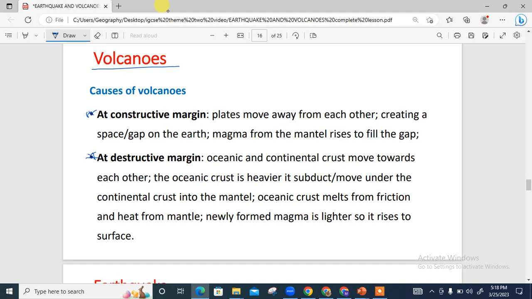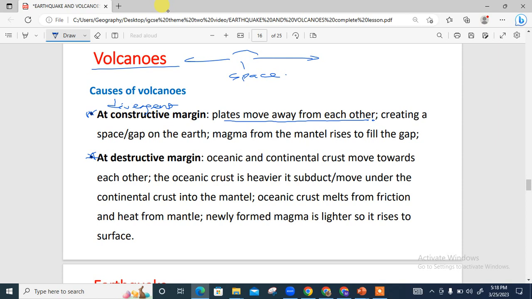Now, at a constructive margin, plates move away from each other. Remember, constructive can also be divergent. So when they say diverge, that means they are going away from each other. So plates move away from each other, creating a space. So when the plates move away from each other, creating what? A space. So magma rises from the mantle to fill up the space or the gap. Magma now cools to form a new crust.